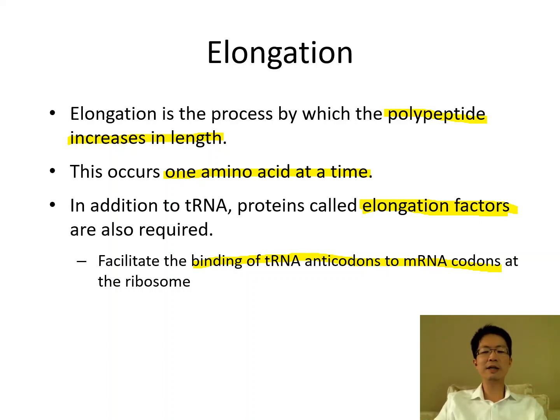Why do we need an elongation factor? Why do we need to help the anticodon bind to the messenger RNA codon? Let me ask you a question that we covered before. Name the attraction between anticodon and codon. Let me give you 5 seconds to think about this. 5, 4, 3, 2, 1. Okay, time's up. The attraction that binds the anticodon to the codon we call hydrogen bond.